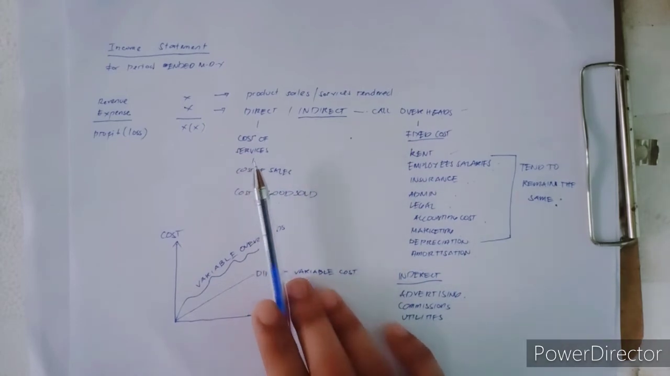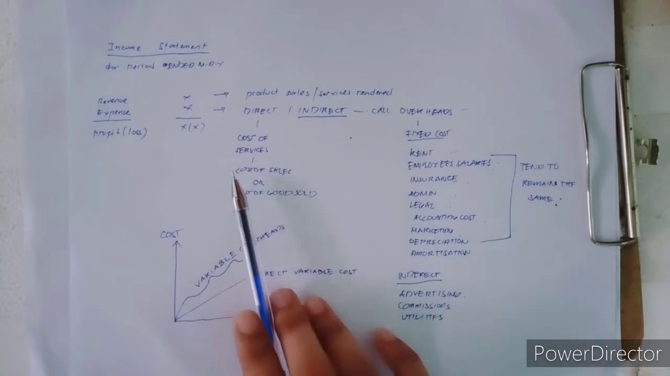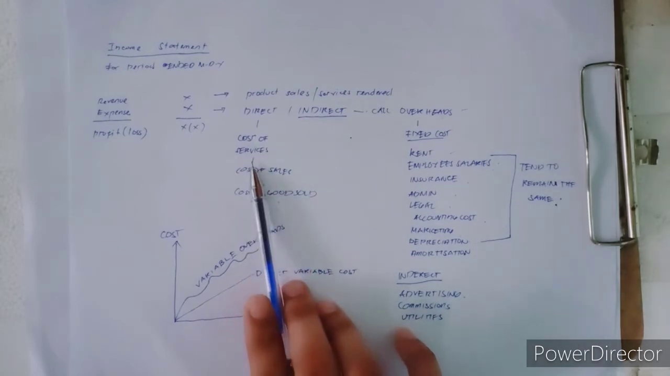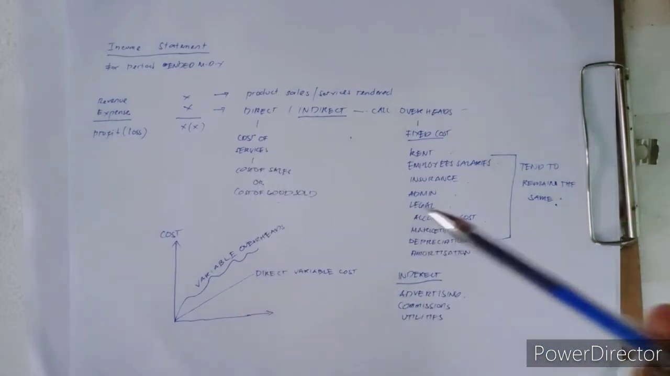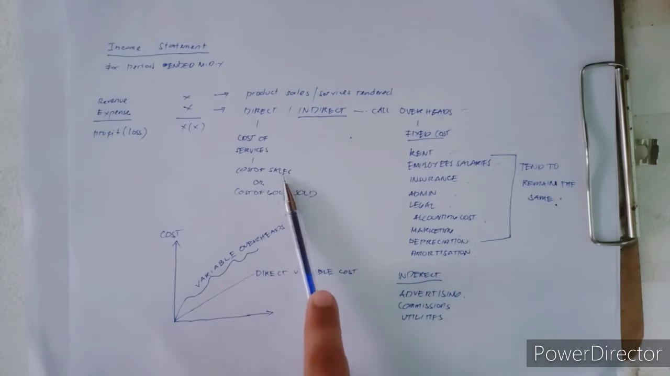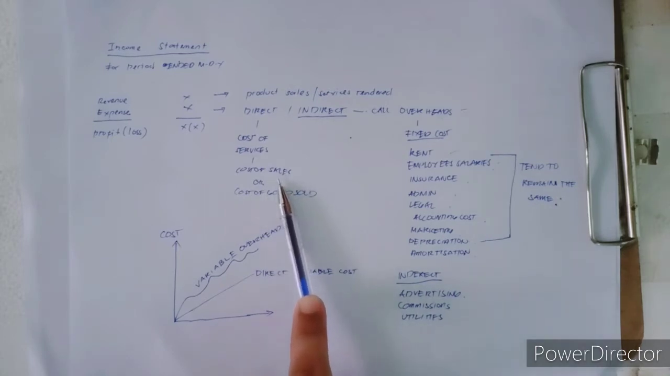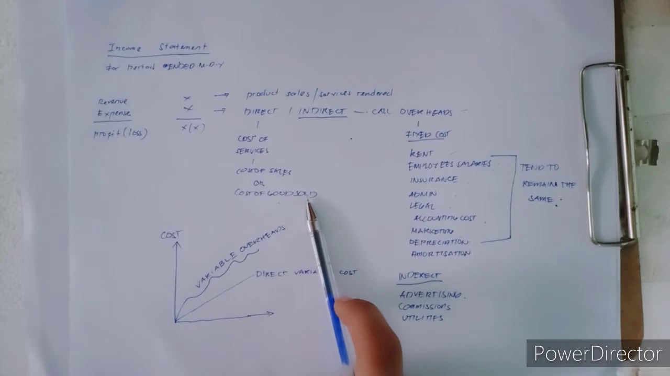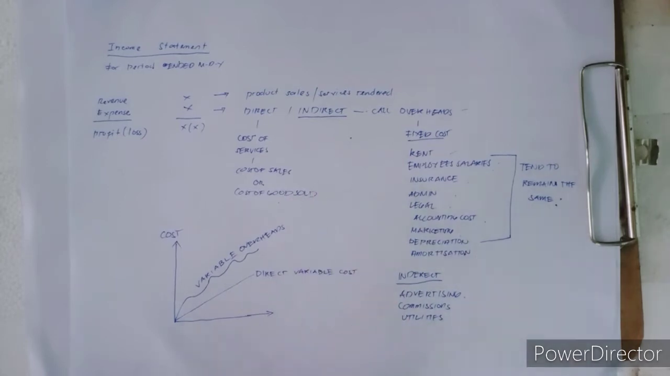For businesses that provide services, we might call this cost of service. And if we sell physical goods, then we can call this cost of sales or cost of goods sold. Direct costs, on the other hand, are the variable costs which increase in direct proportion to the sales that we've made.